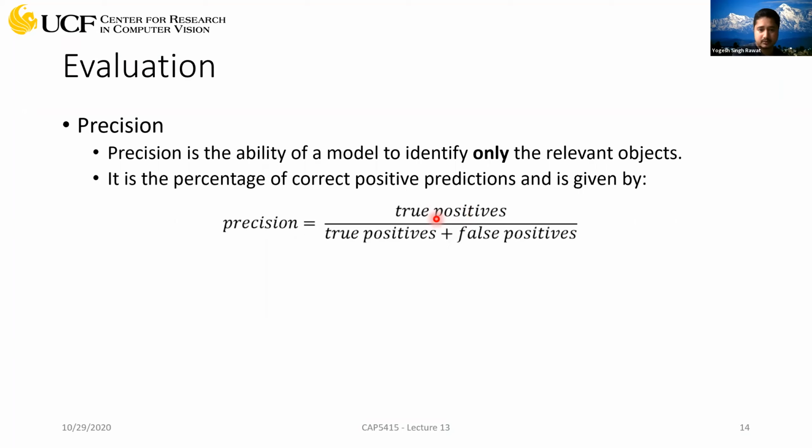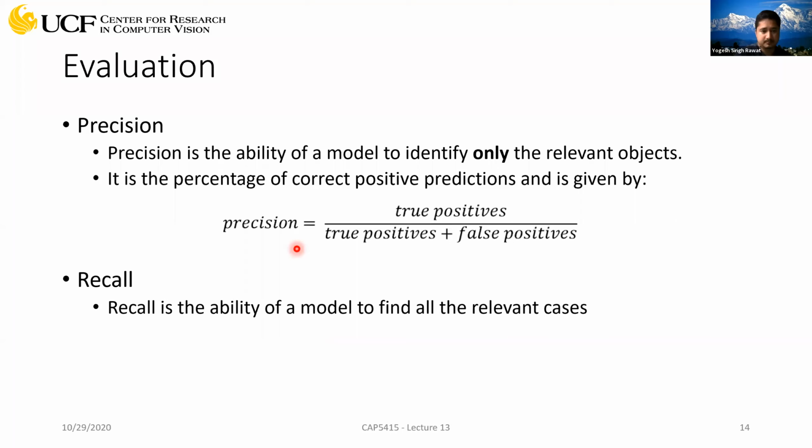You take the number of true positives and add the false positives. This is your total detections, all the bounding boxes which you have predicted. That will give you precision. That's metric number one. The second metric is recall.